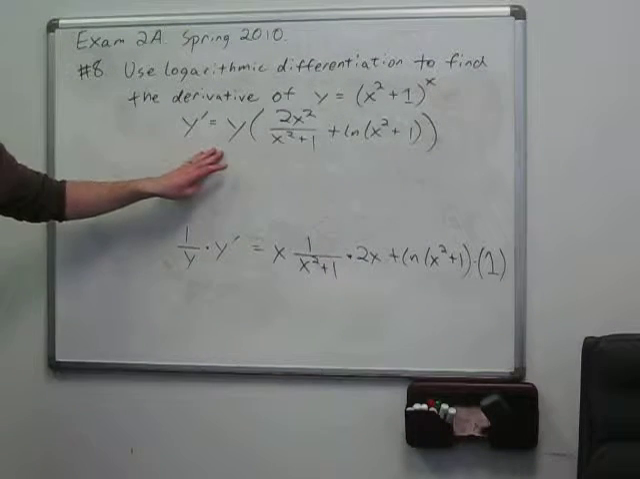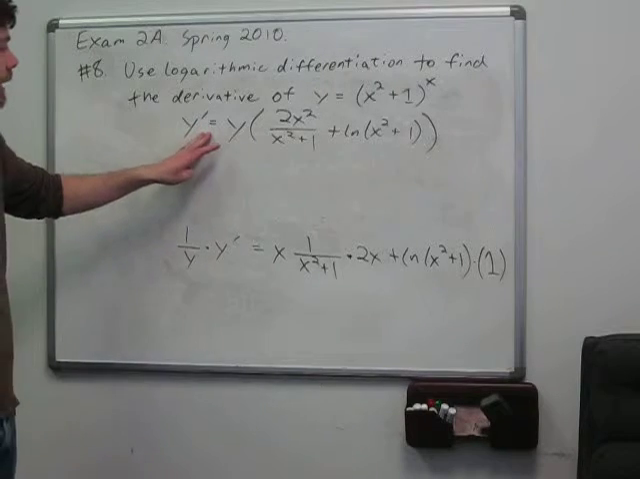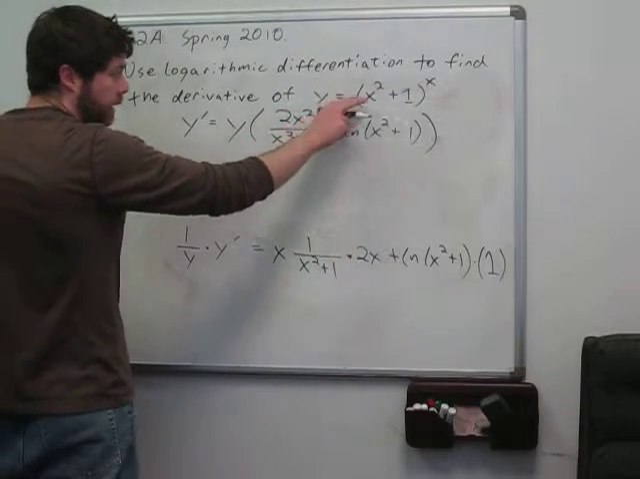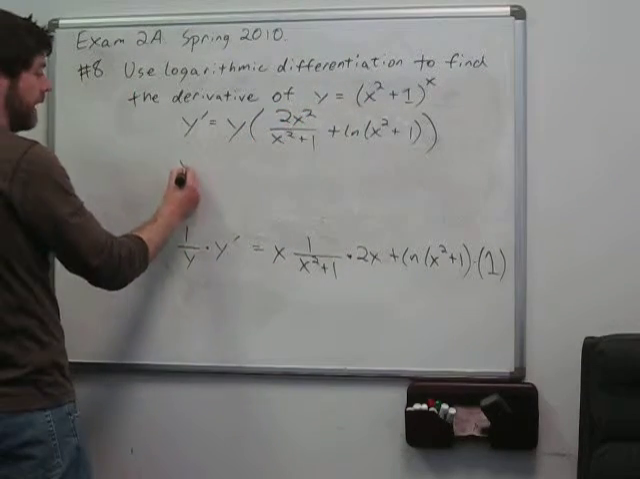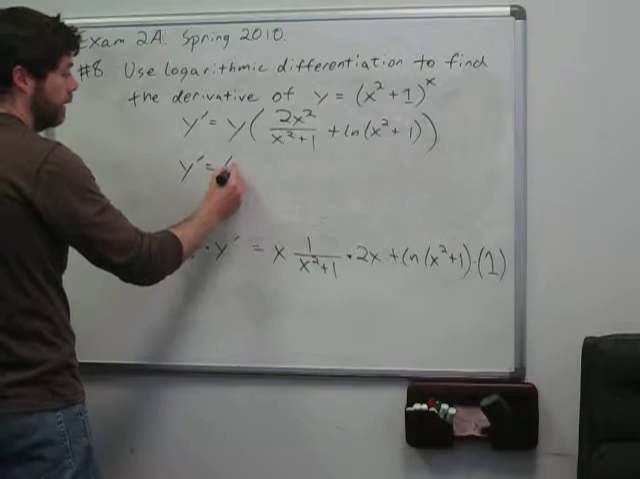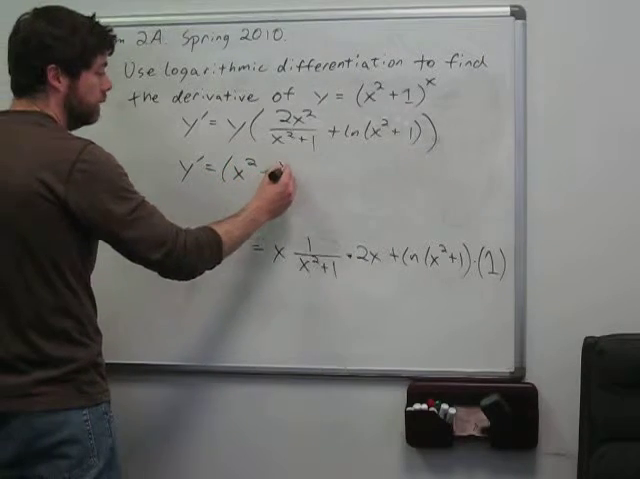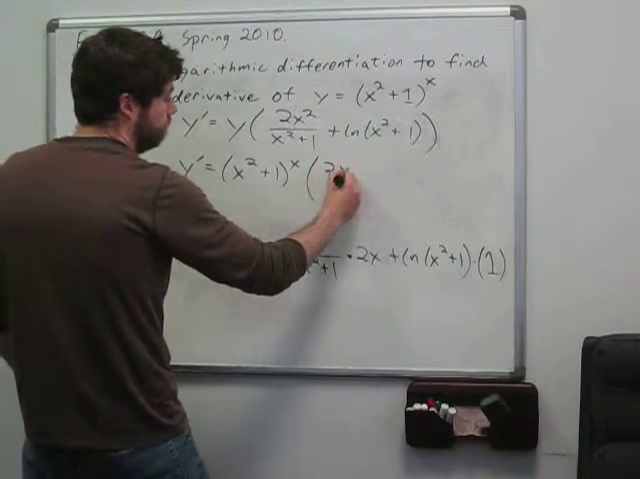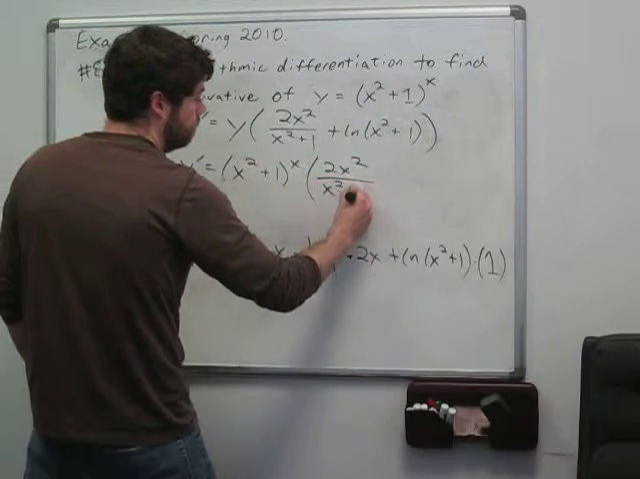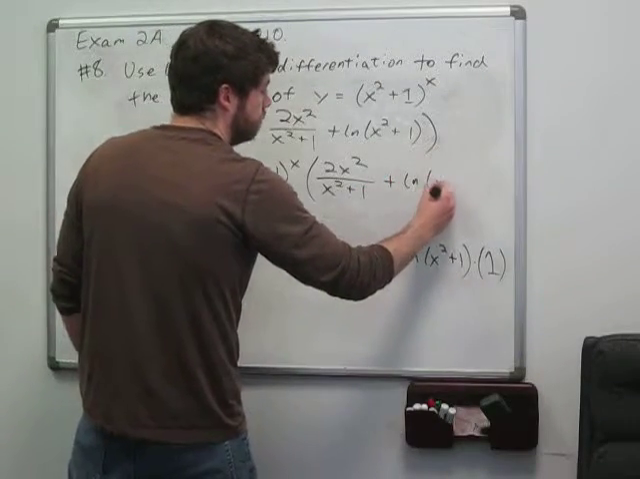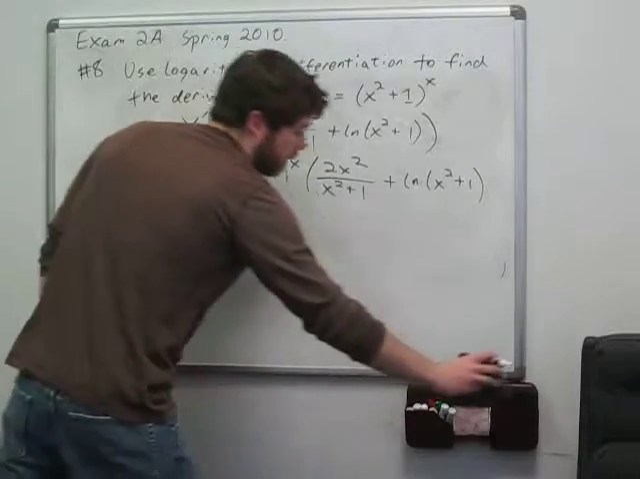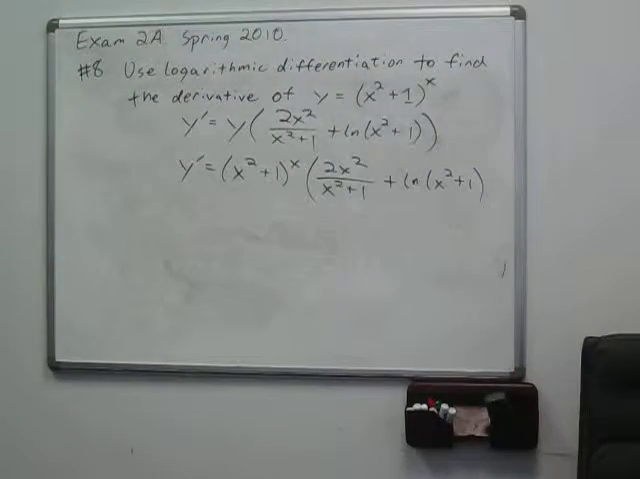The final step, now that we have y prime by itself on the left side, since we know what y is explicitly in terms of x, we go ahead and make the substitution of this expression for y. And there we have the derivative of y with respect to x.